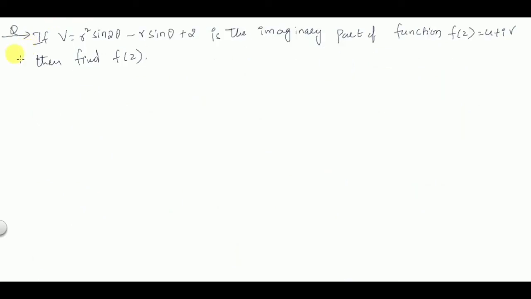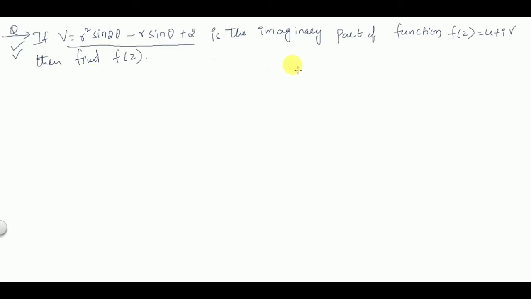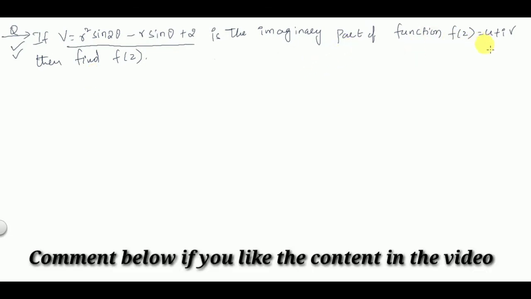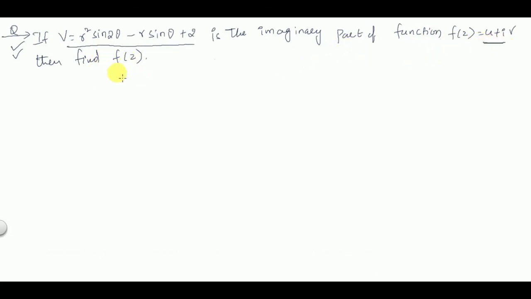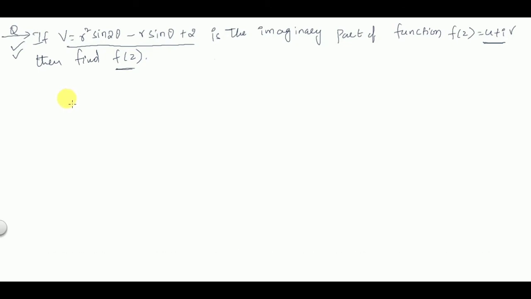Okay, so next we'll see one more problem on this, using the polar coordinate system, in polar form. He has given that v, the imaginary part of f of z equal to u plus iv, is r square sine 2 theta minus r sine theta plus 2. Then find f of z.